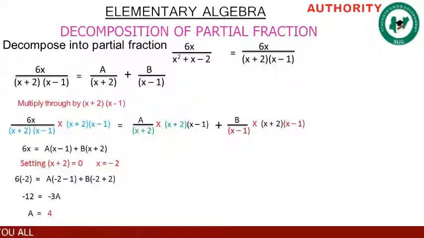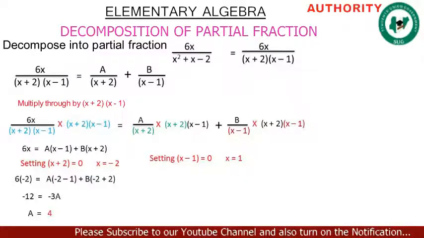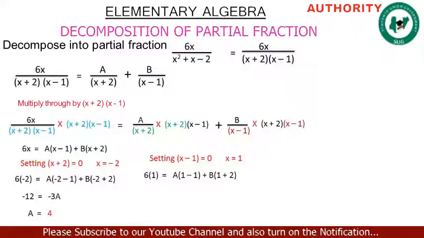Now let's go again. We also set the other factor equal to 0. The other factor is x - 1. Let's set it equal to 0. So x - 1 equals 0, so x is equal to 1. So in this expression also, 6x is equal to A(x - 1) + B(x + 2).